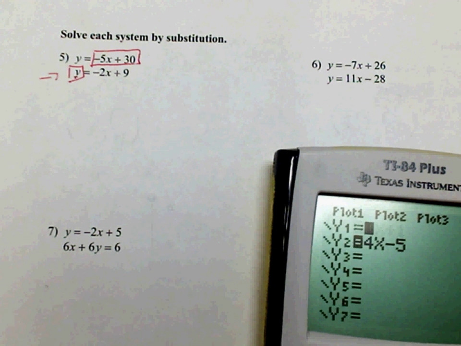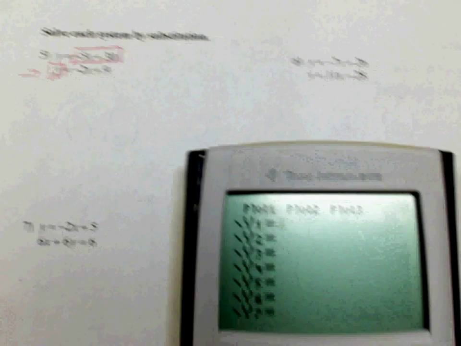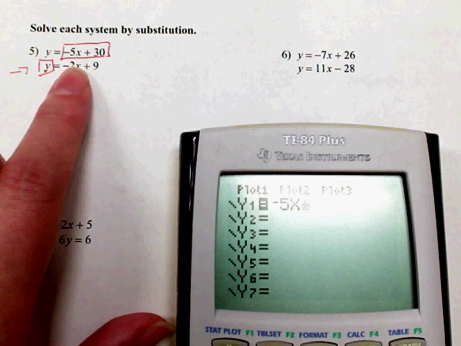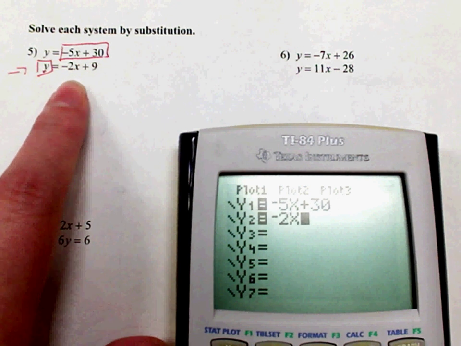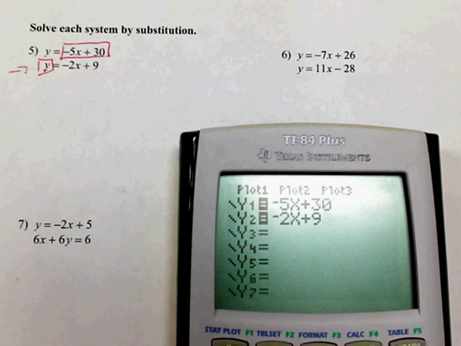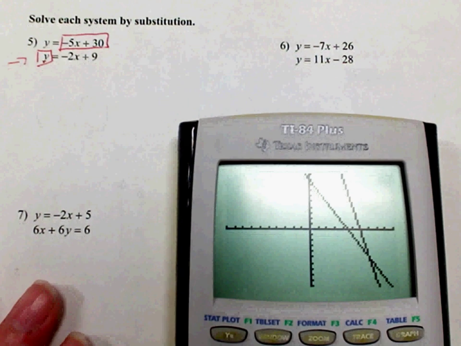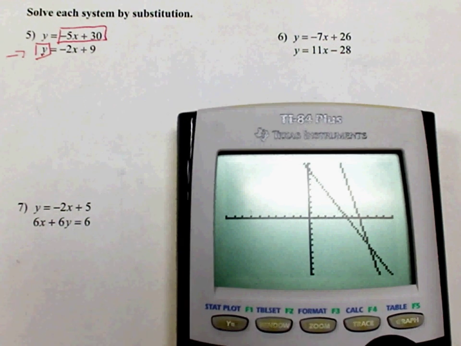But when you have a test where you have some extra time to check your work, you may want to put it in the calculator and then check your work by substituting just to make sure you did it right. So here, y equals negative 5x plus 30. And then the other one, y equals negative 2x plus 9. Okay? And then you're going to want to graph it to make sure that you can see the intersection. And I can see the intersection. And remember, if you can't see the intersection, you go to your window to change the window. But this one I don't need to because I can see it.